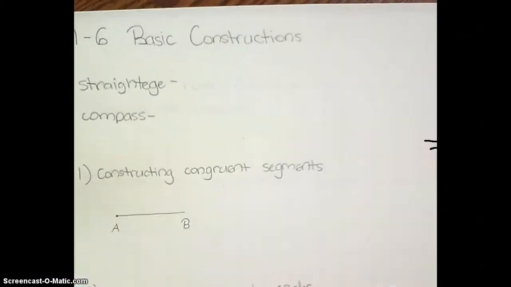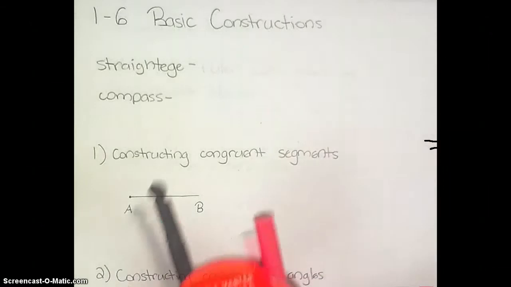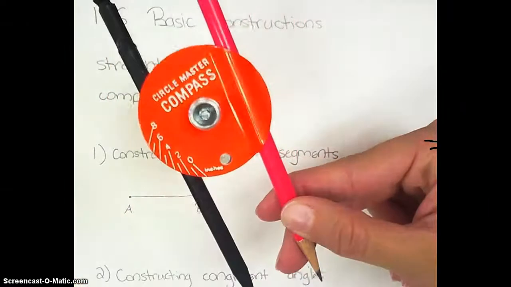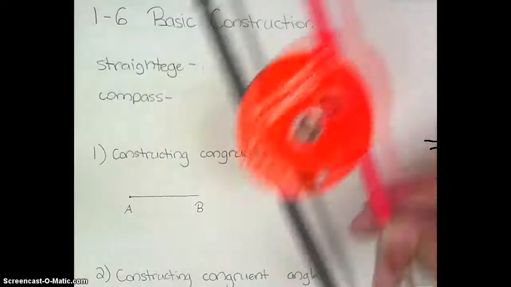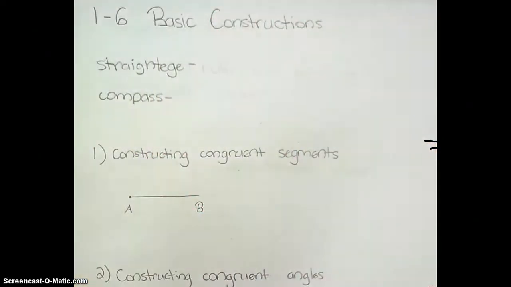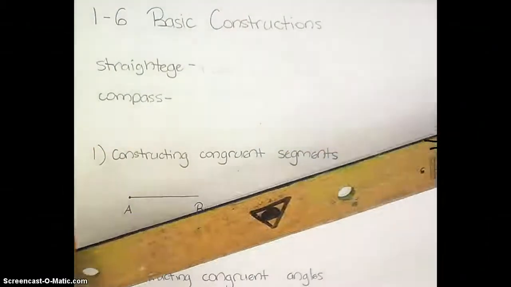Okay, so today we're going to be looking at 1.6, which is on basic constructions. For this section, you will need two things. You will need a compass. Mine probably looks pretty different than yours does. As long as it opens and closes, it's fine. And you are also going to need a ruler or a straight edge of some kind.